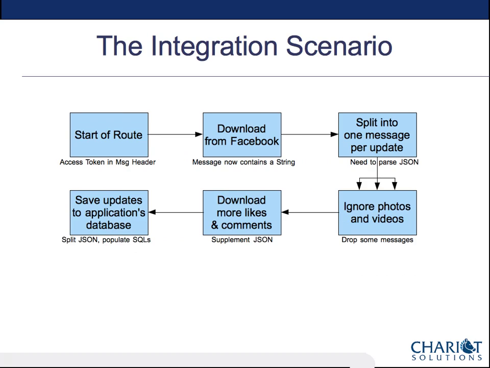So this is the big picture of the integration scenario we're looking at. We're going to start a Camel route. It will download data from Facebook. It will split that into one message per Facebook update. Then we'll drop the messages that contain photos and videos. We'll just keep the text and the URLs. Then for each of those messages, we'll download more likes and comments than come down in the big feed. And then we'll save that all on a message-by-message basis to the application's database.